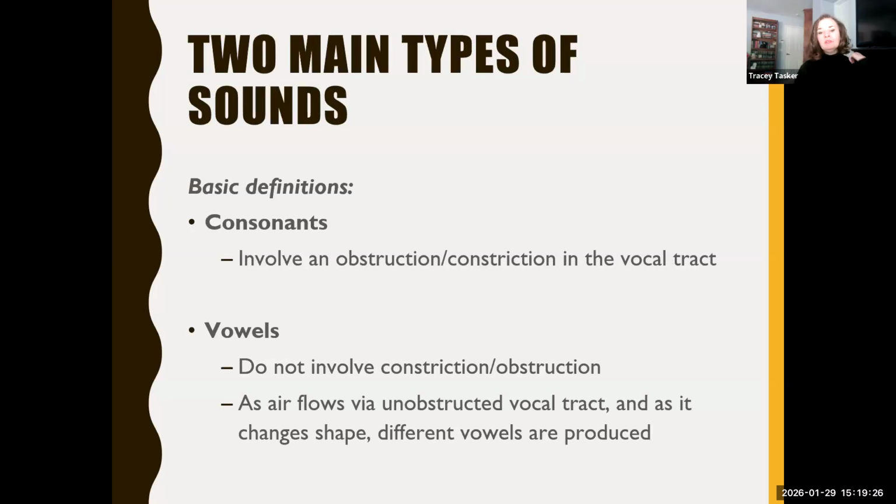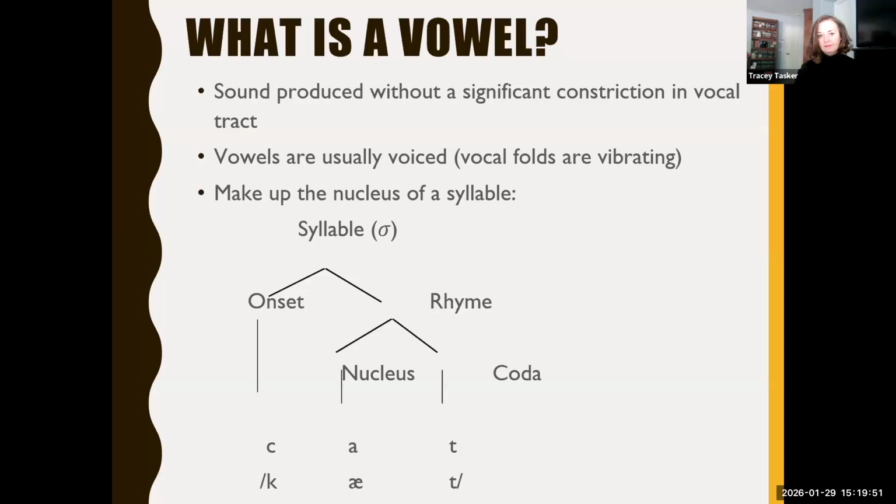Okay. So the basic difference between consonants and vowels is that a consonant involves a constriction or obstruction in the vocal tract, where vowels do not. Okay, so airflow is going through the vocal tract unobstructed to make a vowel. And depending on where articulators are, different vowels are produced. And we're going to get into that in a minute.